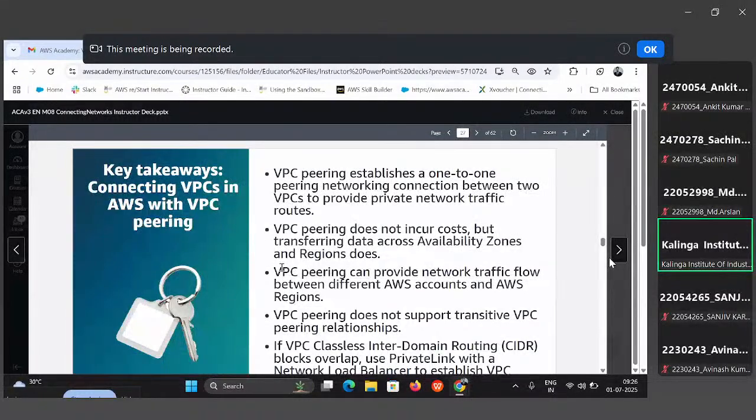Just understand where you will use the peering. So peering is very important to understand. Like you have understood about that central hub connections, and this is your peering connection for the mesh architecture. So VPC peering establishes a one-to-one peering networking connection between two VPCs to provide private network traffic routes. The first thing that we have seen already.